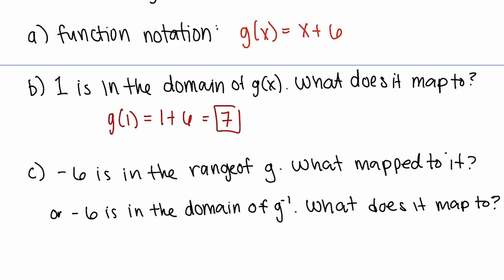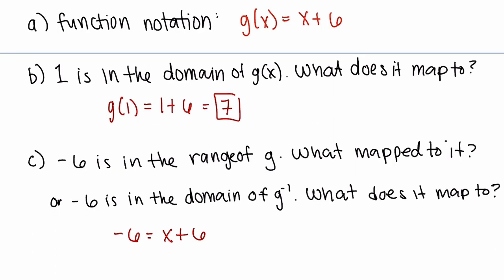So really what I'm saying is we have negative 6 is my output in G of x equals x plus 6, and then just solve that equation. If negative 6 is equal to x plus 6, what is x equal to? Negative 12. So either have G inverse of negative 12 equals negative 6, or G of negative 12 equals negative 6.